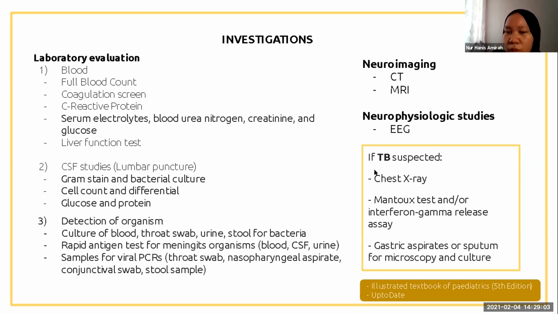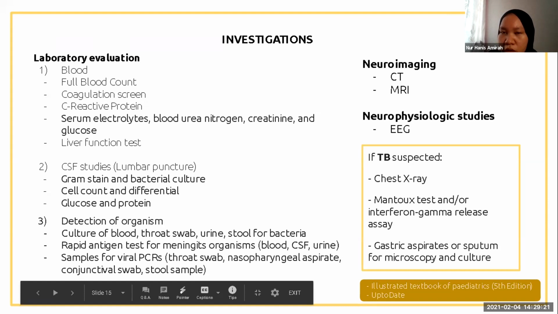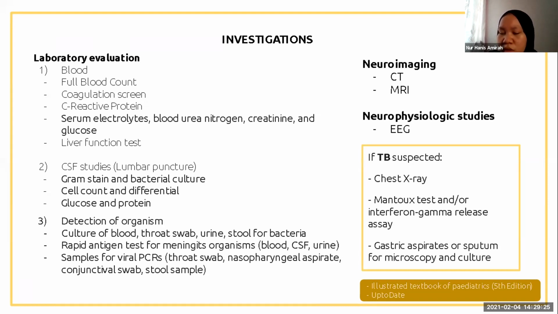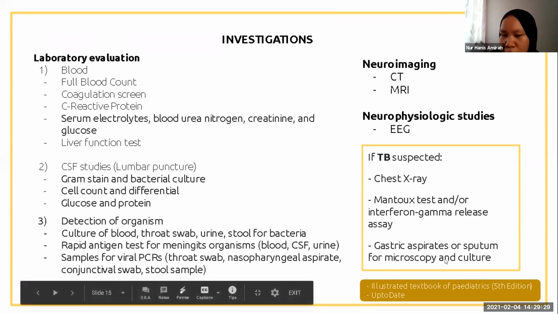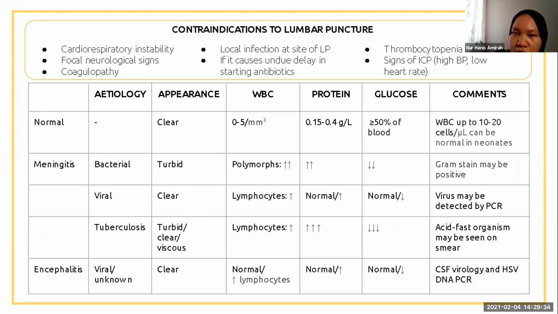And then if TB is suspected, for example, if the patient presents with chronic cough or any TB contact, check the chest X-ray, and then the Mantoux test or IGRA. And then for the gastric aspirates, for the child who cannot give sputum, we may proceed with gastric aspirates, and then do microscopy and culture.